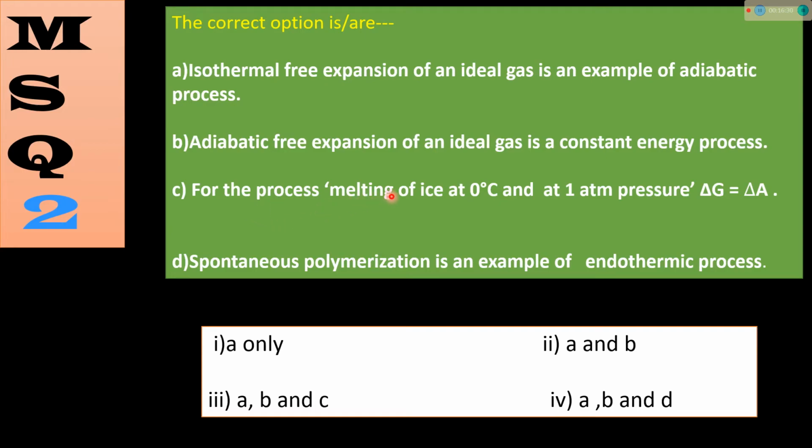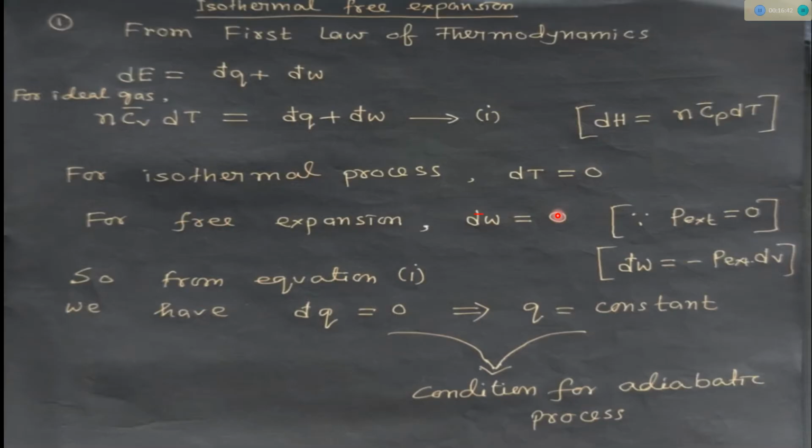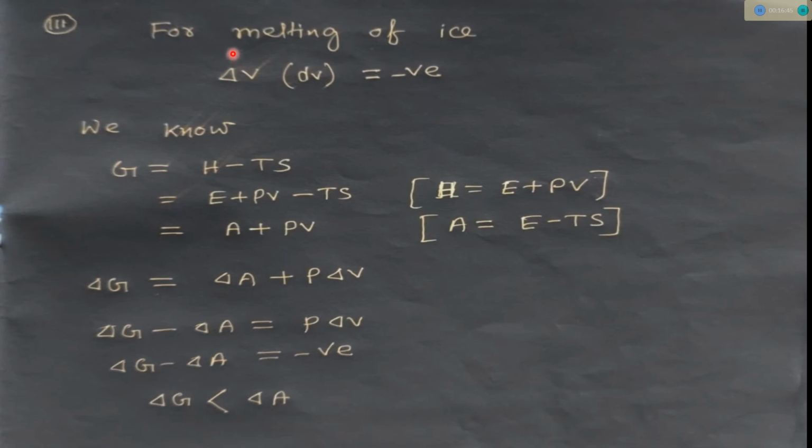For the process melting of ice at 0 degree centigrade, meaning 273 Kelvin, at 1 atm pressure, delta G equal to delta A. Now let's see whether for this process delta G equals delta A or not. So we all know for melting of ice, delta V or dV term is negative, meaning volume change is negative. Ice has more volume than water, that's why when ice melts into water the volume decreases, that's why dV is negative. So for melting of ice we can write dV or delta V is equal to negative.